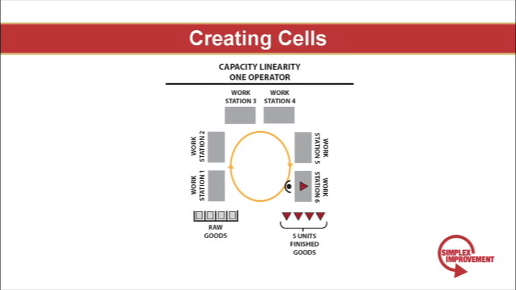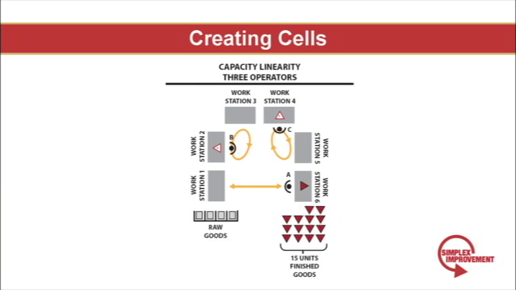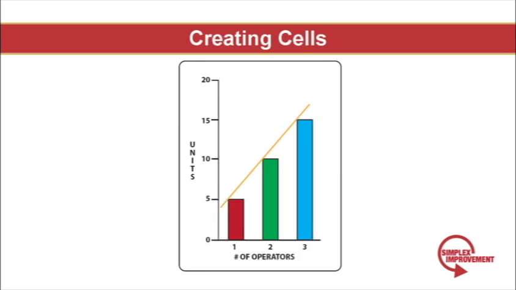So this is a cell with 1 worker. Notice he produces 5 triangles. This is the cell with 2 workers, and they're able to make 10 at the same time. This is the same cell with 3 workers, and they're able to produce 15 in the same amount of time. Now, your model will likely not be perfectly linear. But it's important to have a good understanding of the output based on the number of workers you have in the cell. You can then add and subtract workers in the cell to match changing customer demand.